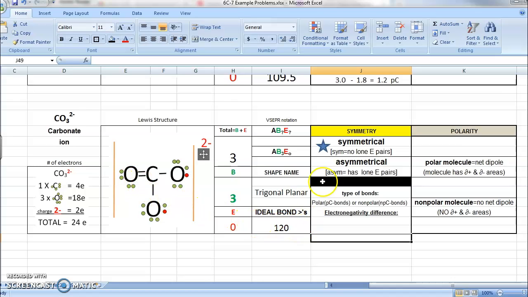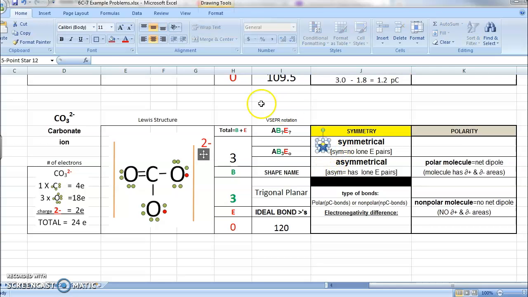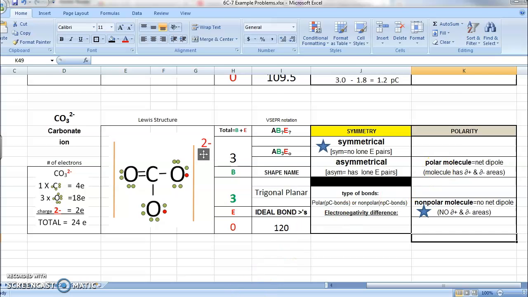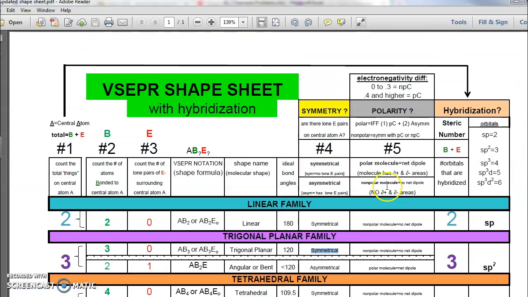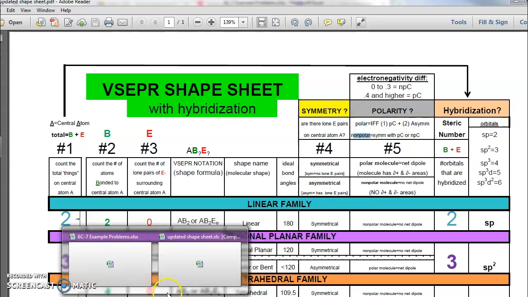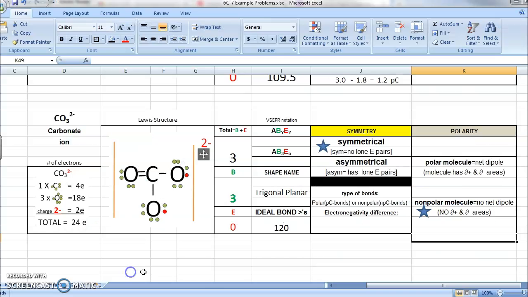Now, if it's symmetrical, we know that we have not met one of the qualifications for the molecule to be polar. If you look back on your shape sheet, it's polar if and only if it's asymmetrical. Well, the molecule we're looking at is symmetrical, so it can't be polar. It has to be nonpolar. But they do want the type of bonds here.